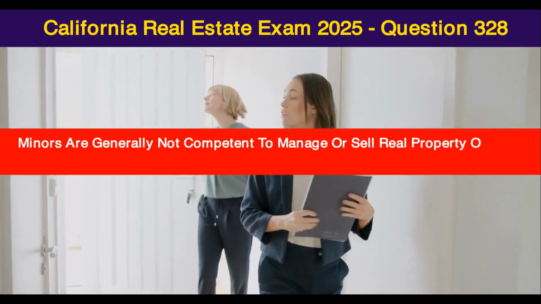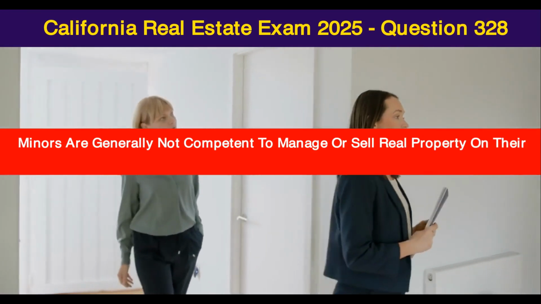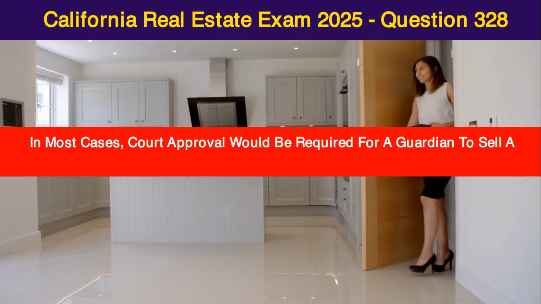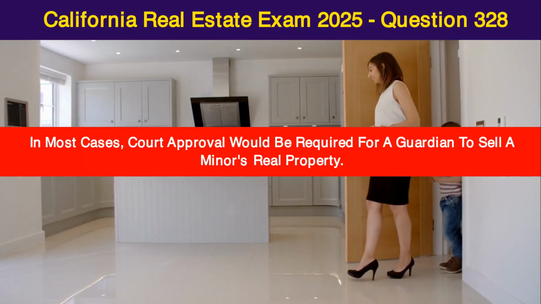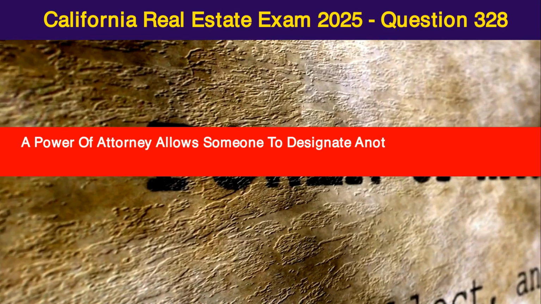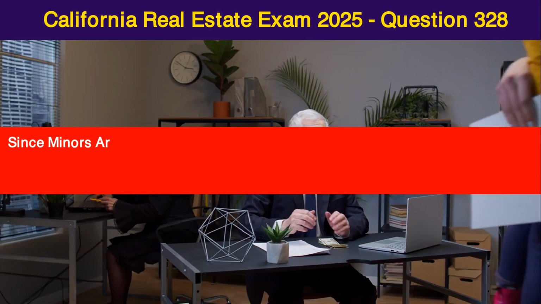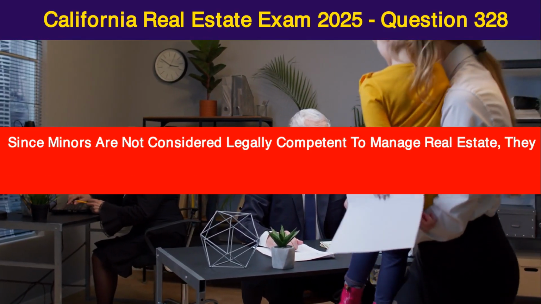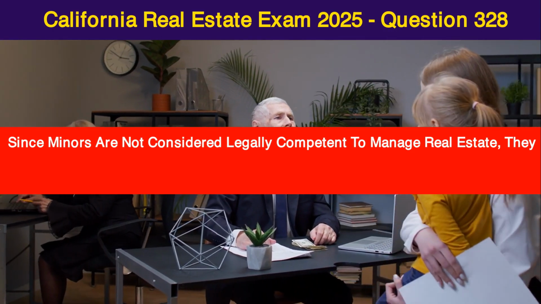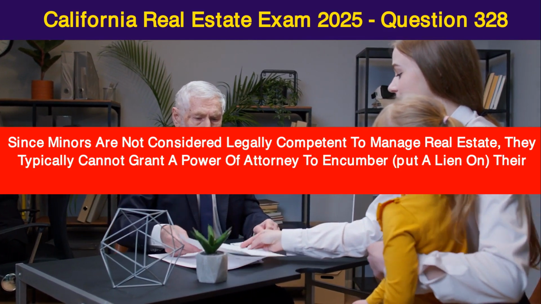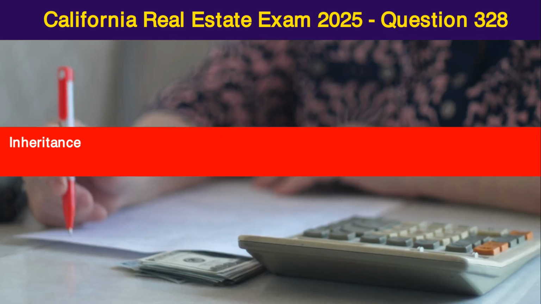Minors are generally not competent to manage or sell real property on their own. In most cases, court approval would be required for a guardian to sell a minor's real property. A power of attorney allows someone to designate another person to act on their behalf. Since minors are not considered legally competent to manage real estate, they typically cannot grant a power of attorney to encumber, put a lien on, their real property.